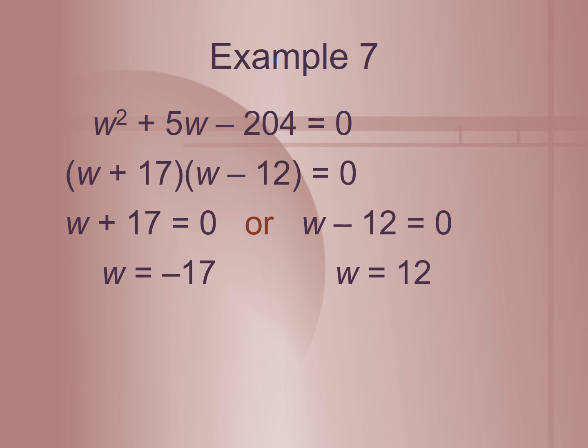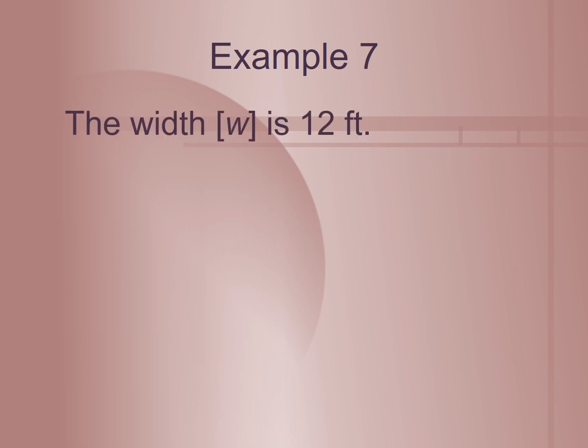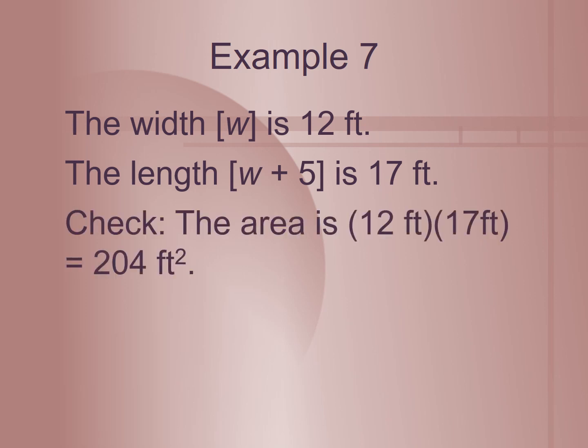Now, it's important to think about the problem. If I'm solving for width, which is a measurement, I can't have a negative measurement. So since I can't have a negative measurement, that means our width has to be 12. And if our width is 12, that means the length needs to be 5 more, which means our length needs to be 17. So I can check my solution. Is 12 times 17 204? Yes, it is, which means that these solutions work.